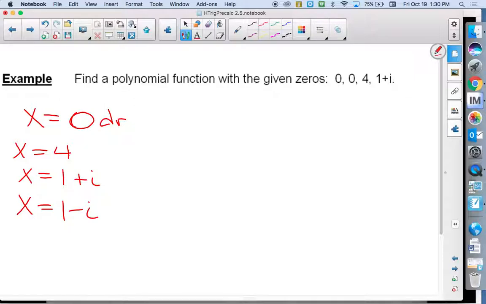They occur together because you're taking the square root of a negative number to get an i, and anytime you take a square root, you always have a plus or minus. Whether you're dealing with i's or not, it's still plus or minus.